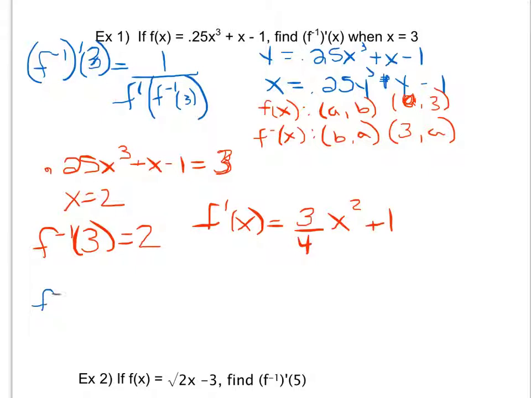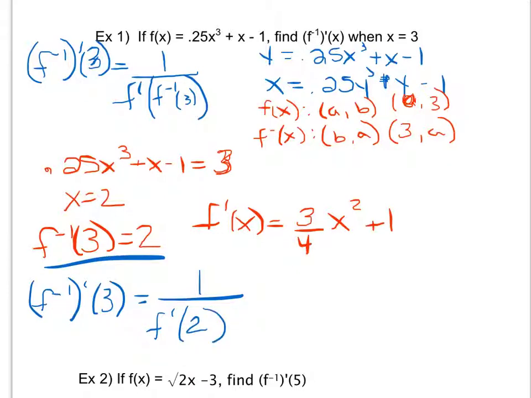I'm going to say that f inverse prime of 3 equals 1 over f prime of f inverse of 3, which I found to be 2, which gives me 1 over, when I plug 2 into my first derivative, 2 squared is 4, so my 4's will cancel out. So 3 times 1 plus 1, so I get 4. And so there would be the derivative, or the slope of the inverse, when x equals 3.